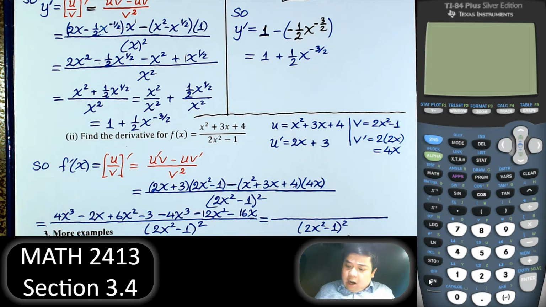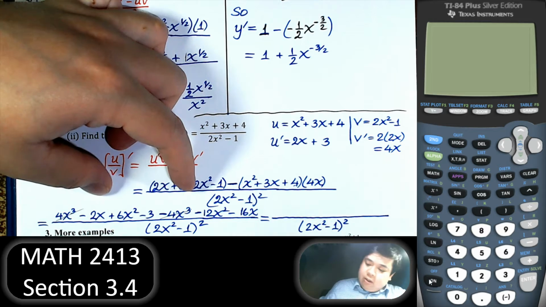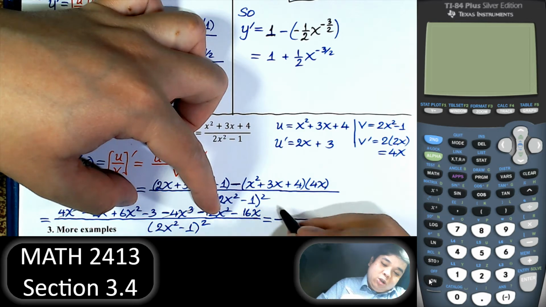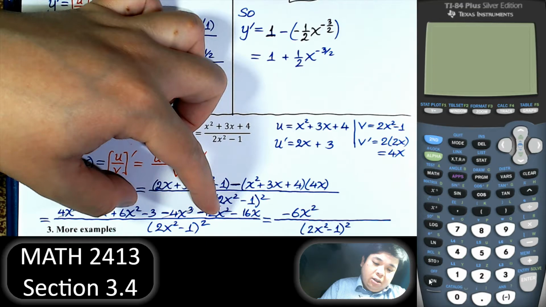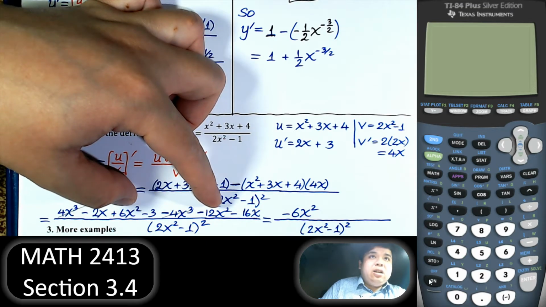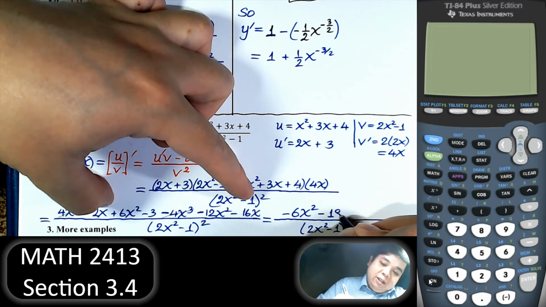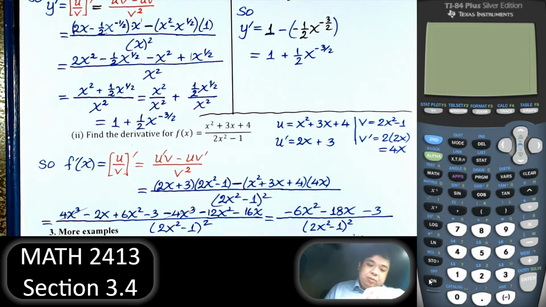Right, the top, combined like terms. 4x cubed and 4x cubed, well, that cancels out. X squared, how many x squared do we have? 6x squared minus 12x squared, minus 6x squared. And the x, negative 2, negative 16, negative 18x. What's left? Negative 3. Right, so that's what we have.